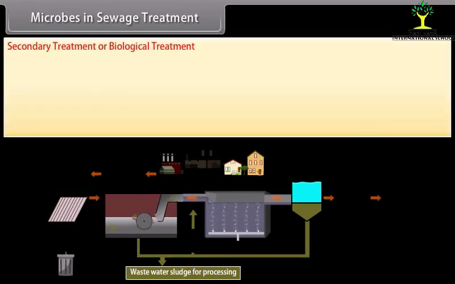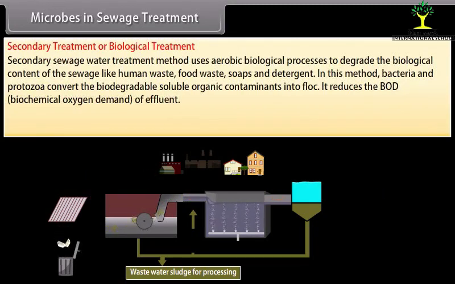Secondary treatment or biological treatment. The secondary sewage water treatment method uses an aerobic biological process to degrade the biological content of the sewage like human waste, food waste, soaps and detergent. In this method, bacteria and protozoa convert the biodegradable soluble organic contaminants into floc. It reduces the BOD, that is, biochemical oxygen demand of the effluent.